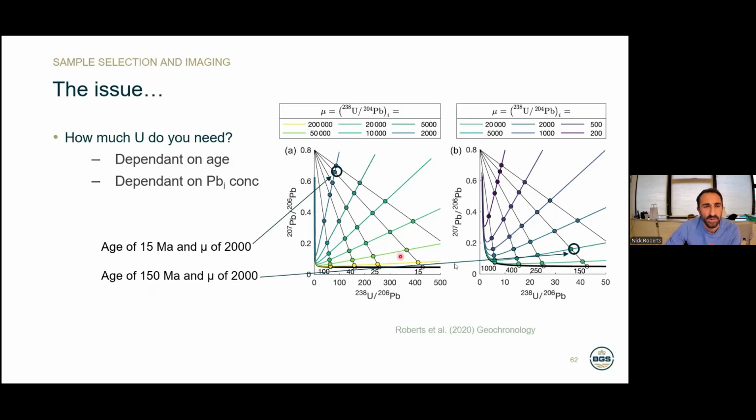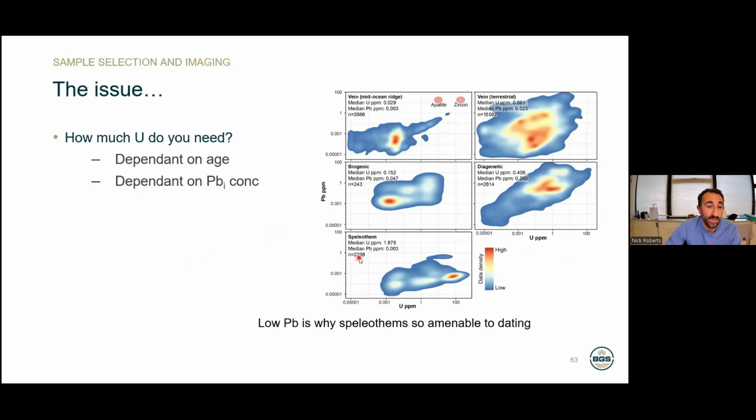So this diagram is really just trying to show that it's not just the amount of uranium, it's very much the amount of lead as well, and the older the sample, obviously the more lead forms. So that is why, even though speleothems often are very young, they work really well, with not just the high uranium, but also the very low lead.